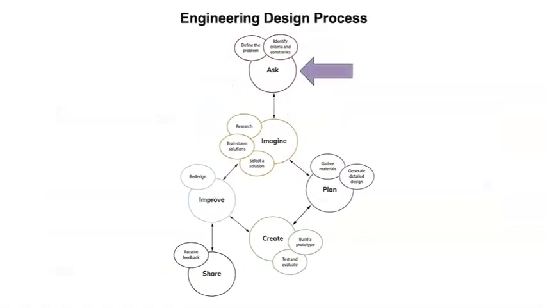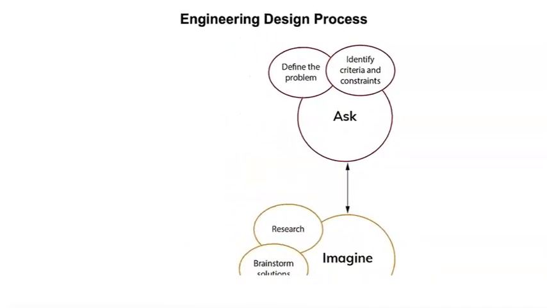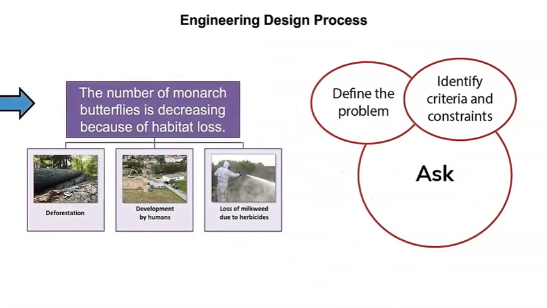In our last lesson, we began the ask stage of the engineering design process. Let's continue that stage now. It's time to define the problem. In this lesson, we will find a way to help the monarch butterflies. I will focus on the larger problem that the number of monarch butterflies is decreasing because of habitat loss. However, if you're completing this project on your own, you're free to pick one of the threats that contributes to habitat loss: deforestation, development, or loss of milkweed. You're also welcome to work with me on the same problem.